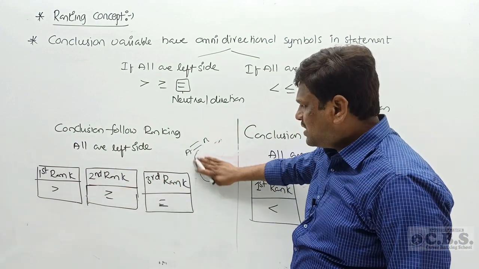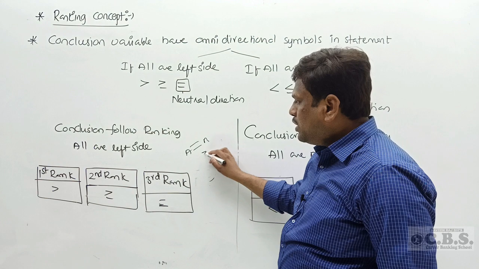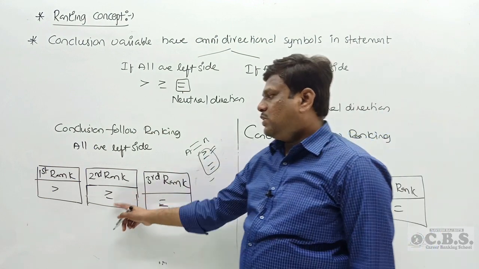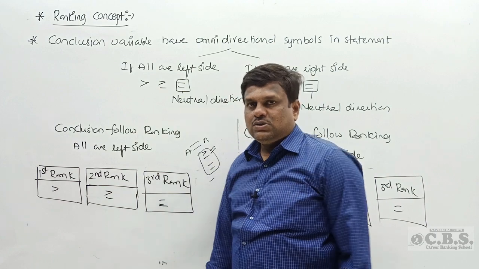Okay, this is the first preference. If A and B contain only two symbols, what is the first preference? More than or equal to is the first preference. Okay, so get my point.